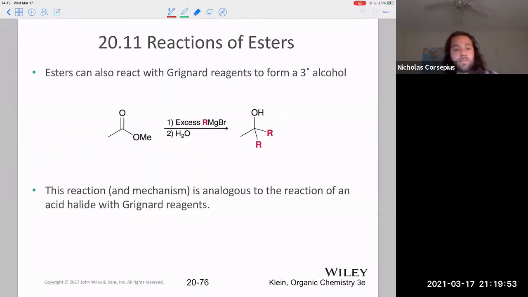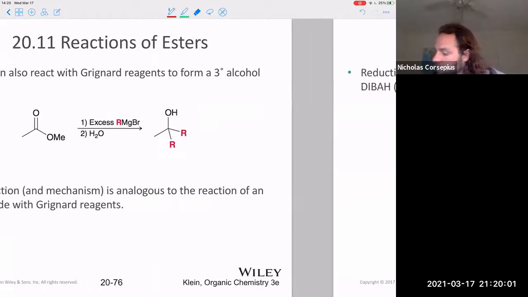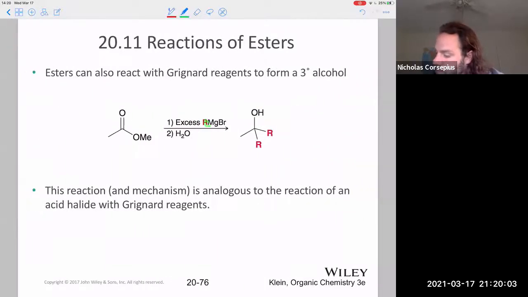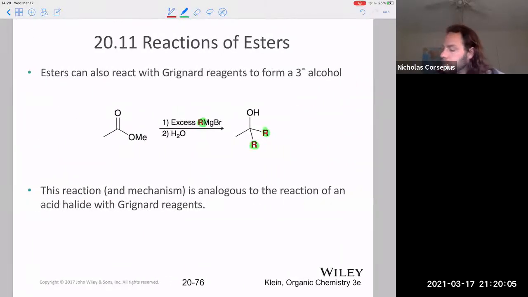Okay. Likewise, we have Grignards reacting with our esters exactly as we saw before. Two rounds of addition.